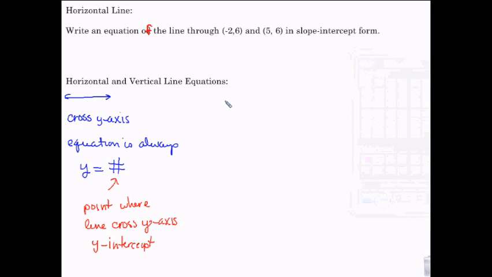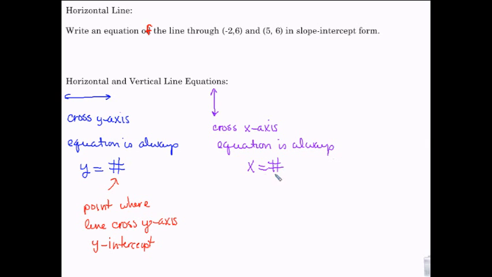And then we have vertical line. Vertical lines go up and down. And they cross the x-axis. And so the equation on these, x equals some number. And this is the point where it crosses the x-axis, which is known as the x-intercept.